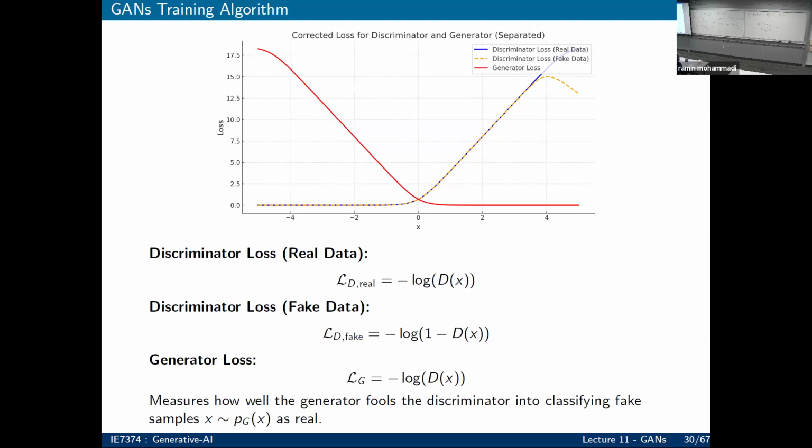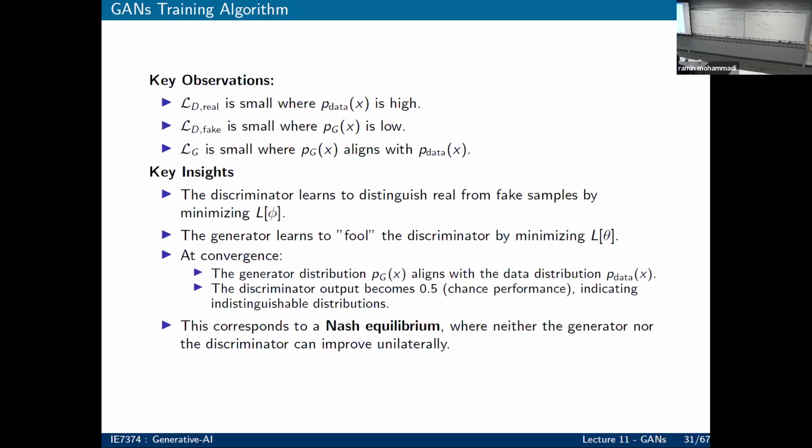Okay, so the discriminator loss for the real data is that. This comes from the same equation. For fake data it is that part, and the generator loss is this value overall. So you have 3 components in the same loss function.